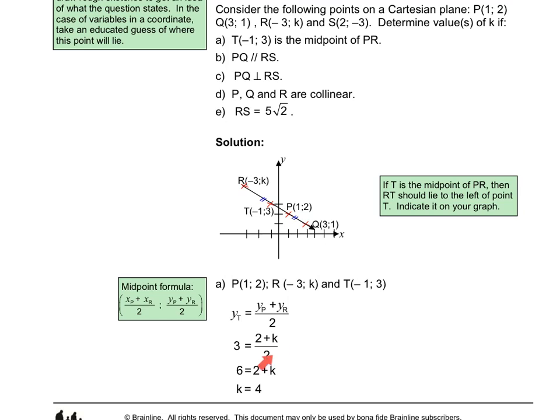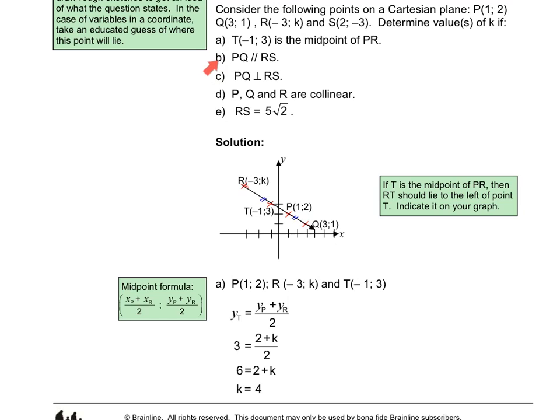Then to get rid of the division by 2, we times by 2 on both sides. So 3 times 2 is 6. Then to get k alone, the 2 must be taken to the other side and therefore subtracted on the left-hand side. So 6 minus 2 gives me k equal to 4.